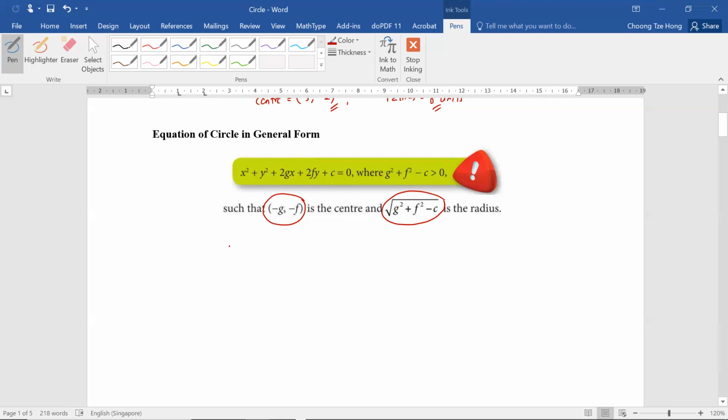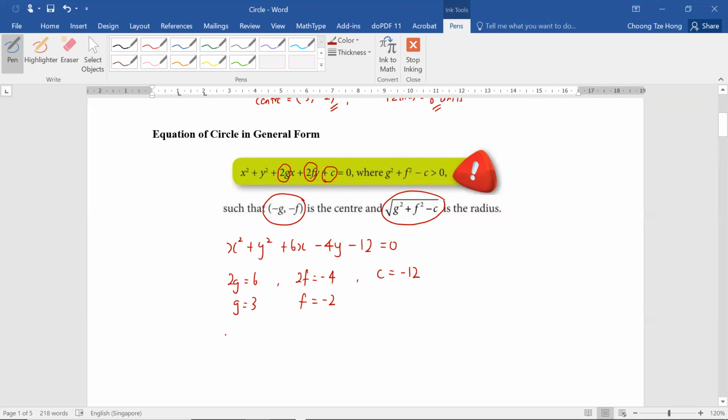Okay, so let me give you an example of how this will work out. Let's say we have x squared plus y squared plus 6x minus 4y minus 12 equals 0. Over here, we can clearly see that 2g, which is the coefficient of x, is equal to 6. So g will be 3. Then 2f, which is the coefficient of y, will be equal to minus 4, so f will be equal to negative 2. Then over here is plus c, so c will be equal to negative 12.